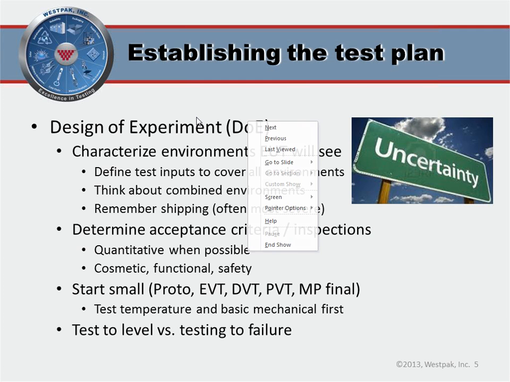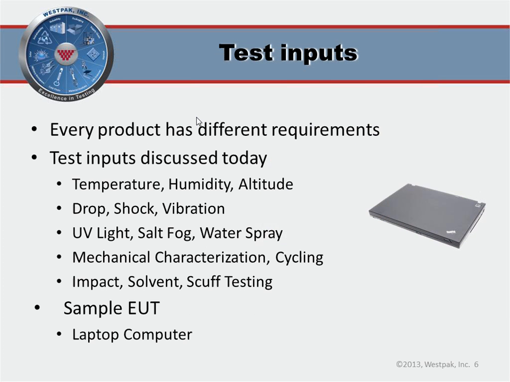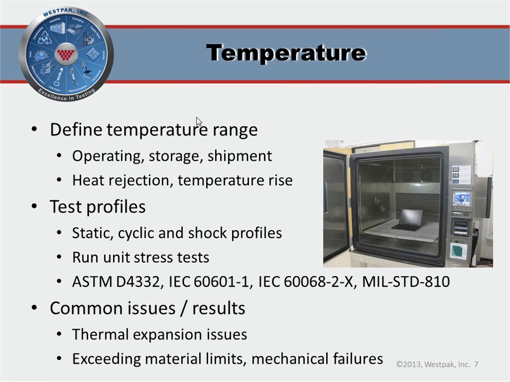All right. So moving on, now we're going to talk about test inputs. We're going to cover about a dozen of them. As I mentioned earlier, every product has different requirements, so as we go through this, think about what would apply to your product. As an example, today we're going to use a generic nondescript laptop and try to apply all the test inputs we cover today to that laptop. First up, we have temperature, something that everything will see. First off, you have to define the temperature range that your product will see. With our laptop, for example, it might be rated for an operating temperature of 5 to 35 degrees C. Its maximum storage temperature may be minus 10 degrees C to 45 degrees C.